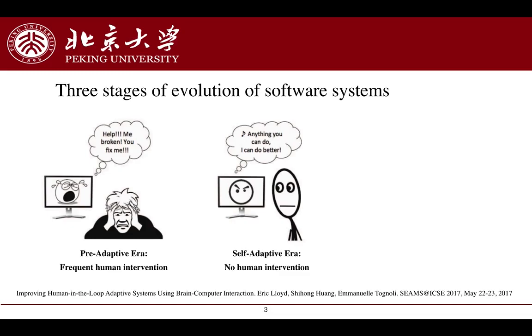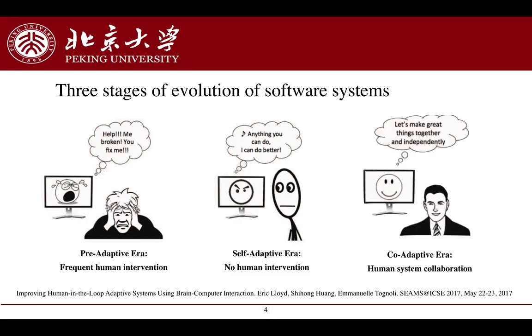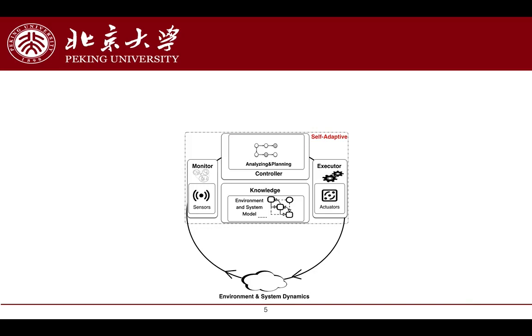Also, humans can detect problems that the system may not be aware of. So, systems can actually benefit a lot from some human involvement. As a result, we came to the third era, the co-adaptive era in recent years. In this new era, human and self-adaptive systems will collaborate to achieve their objective together with their diversity of skills, abilities, and availabilities.